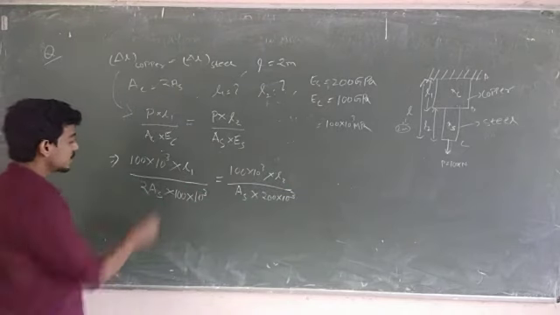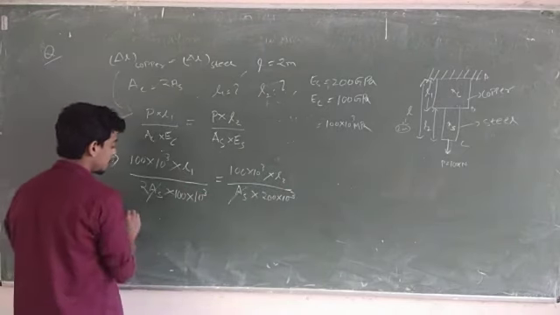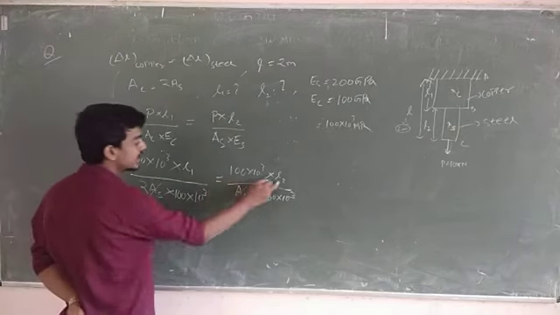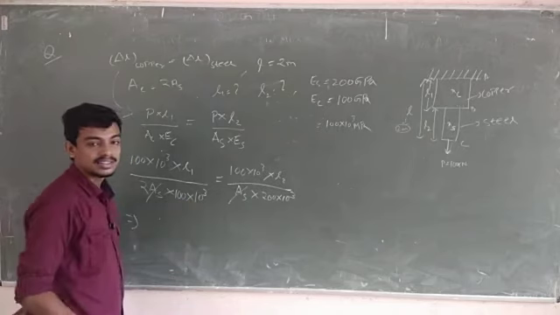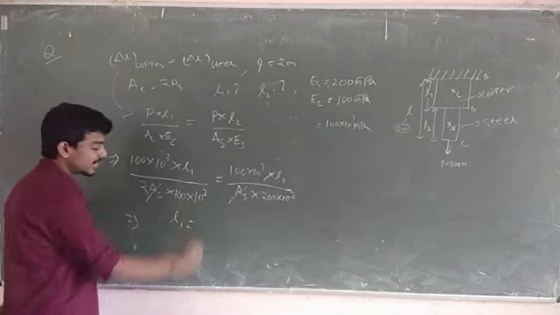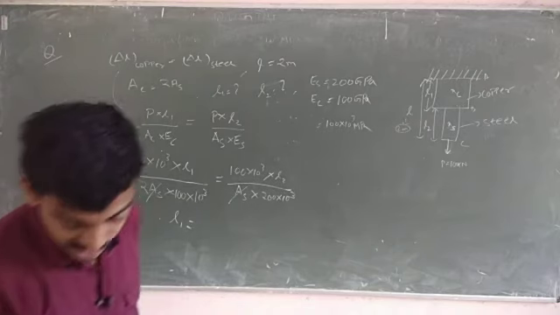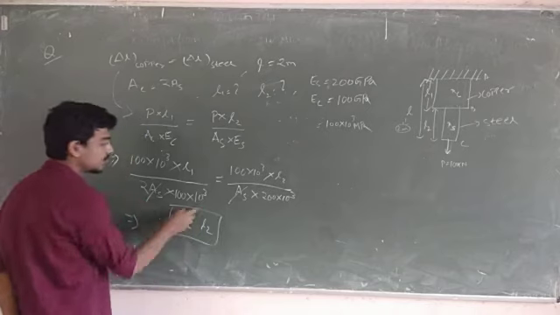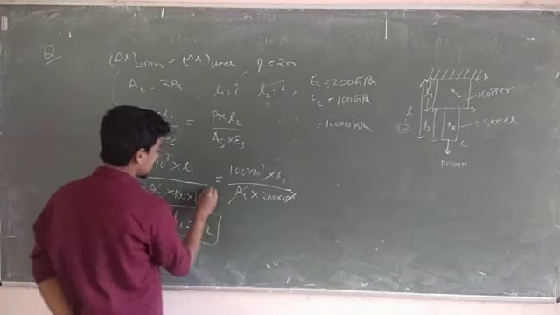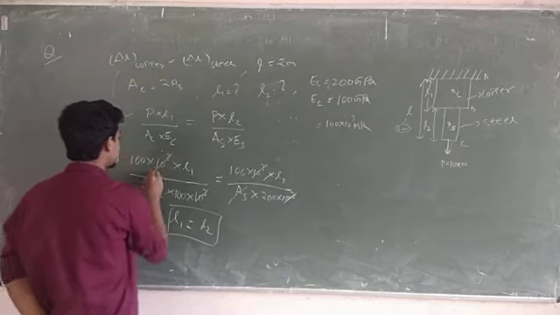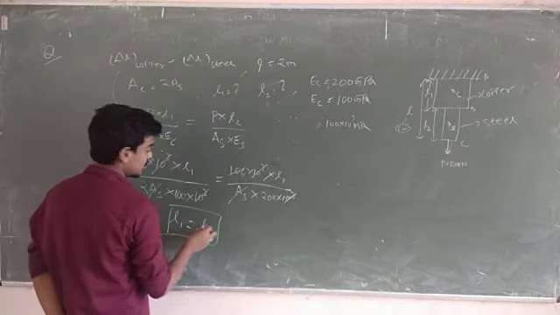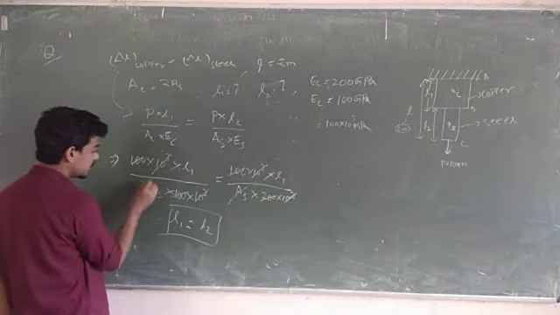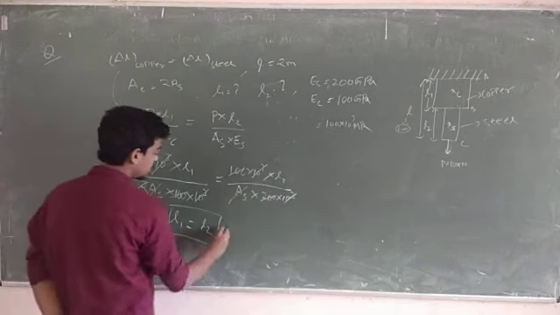Okay, so now you can see AS cancels. Now you will get one relation between L1 and L2, because the rest are just numerical values. So you will get a relation after solving this. If we solve, 10 to power 3 will cancel, 100 cancel, then your 200, here also 2 into 100, 200, all are cancelled, so only remaining L1 equal to L2.